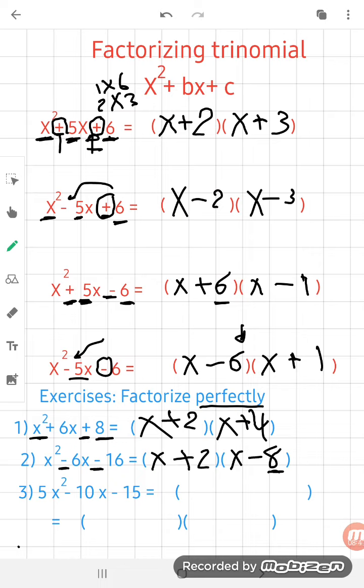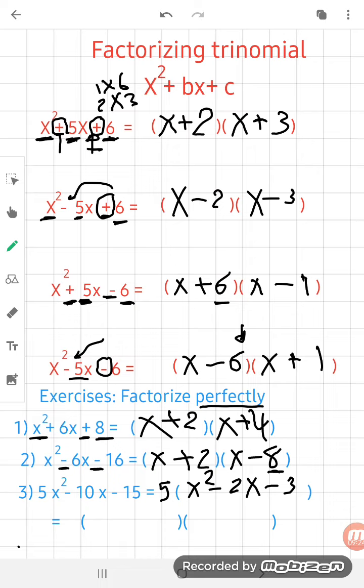Last one, 5x power 2 minus 10x minus 15. Pay attention, please. In this case, we must take the highest common factor, because we have three numbers, 5, 10, and 15. The common factor between them is 5. Write 5 and divide by it. 5x power 2 divided by 5 equals x power 2, minus 10x divided by 5, 2x, minus 15 divided by 5 is 3.